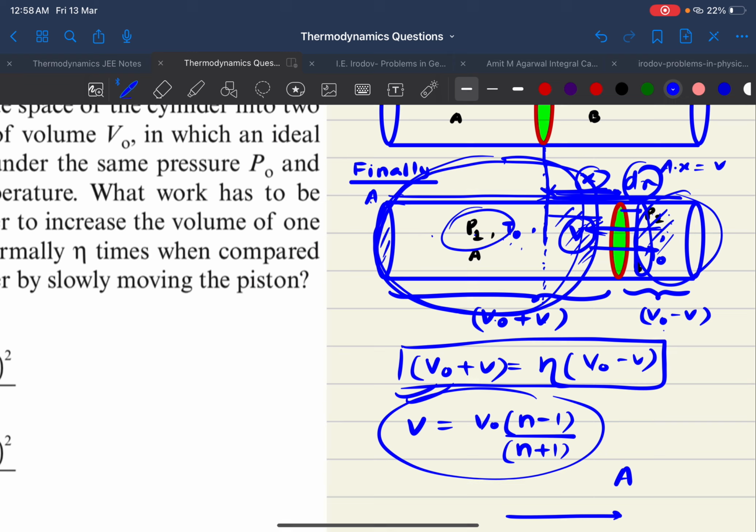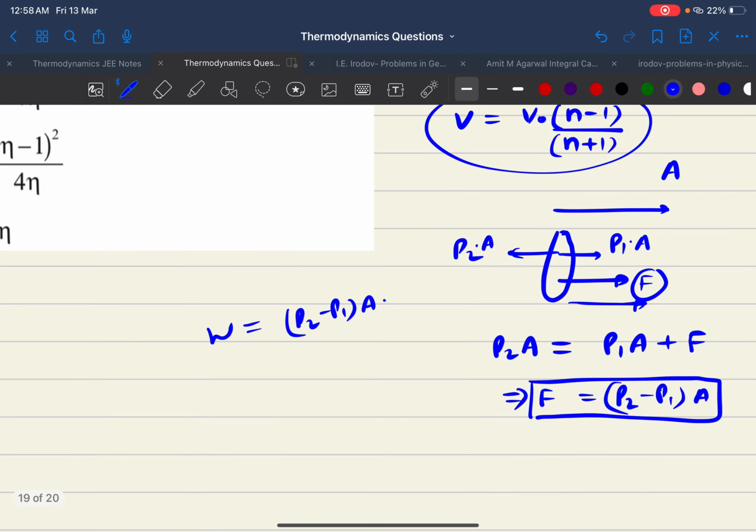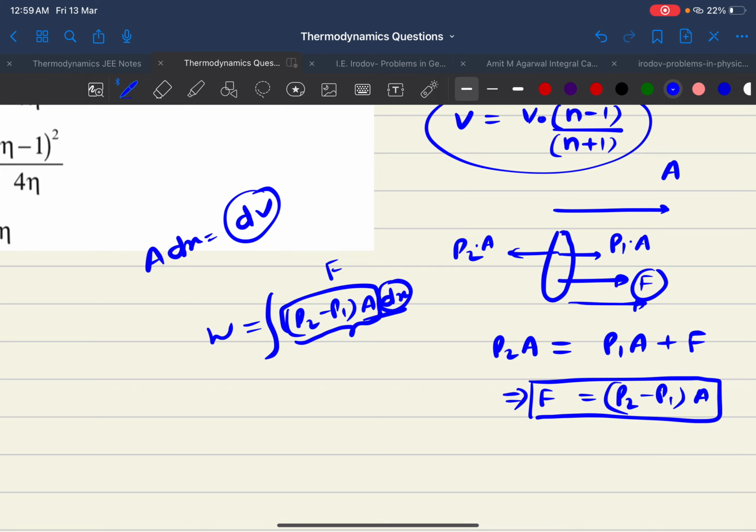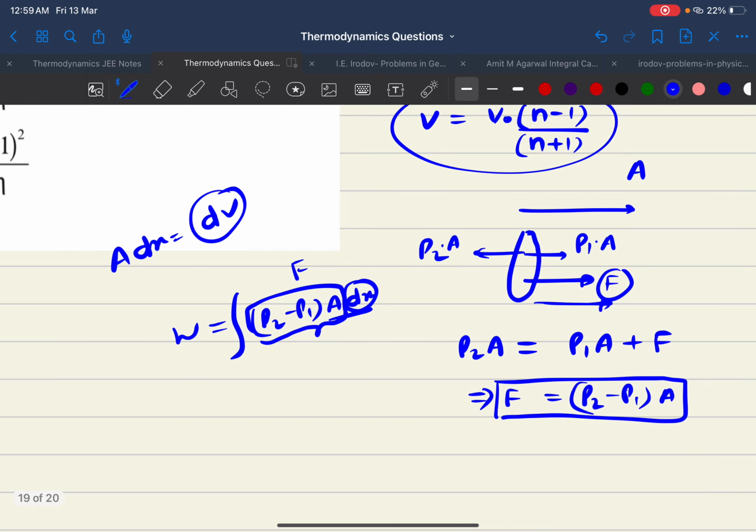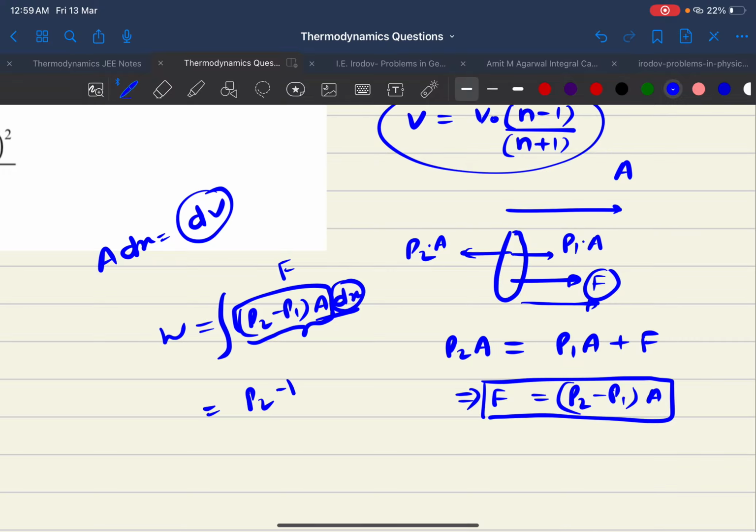We will slightly shift the piston dx distance and then we will integrate it with the proper limit to calculate the total work done. Anyway, what I said is that we have shifted for dx distance. This part is your force and this is distance, right? So you will integrate it to calculate the total work done. But area into dx, area A is the cross-section area, into dx, can I say A into dx is nothing but dV, a very small change in volume. So the whole expression can be written as P2 minus P1 into dV, and we will put the limit.